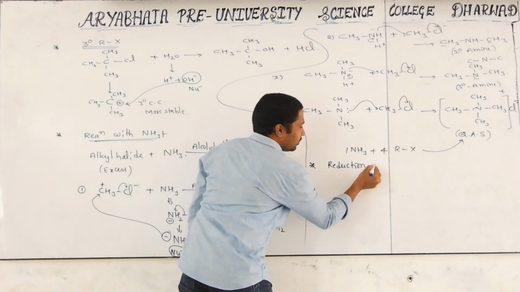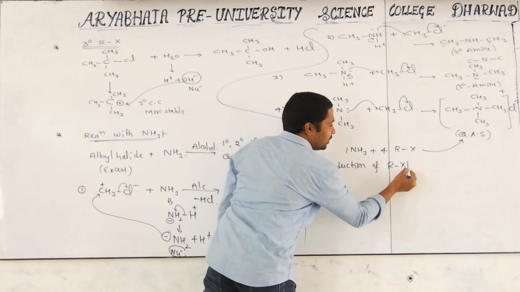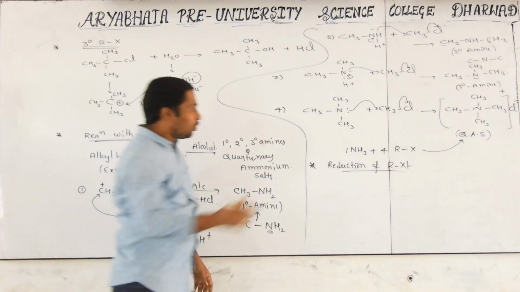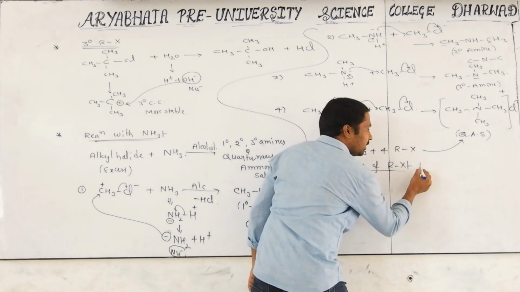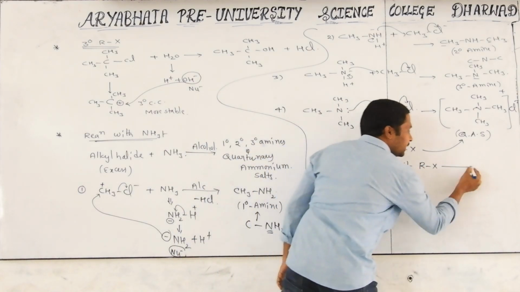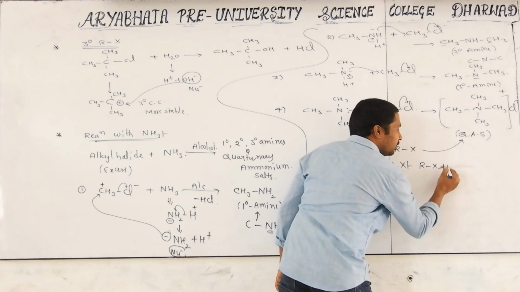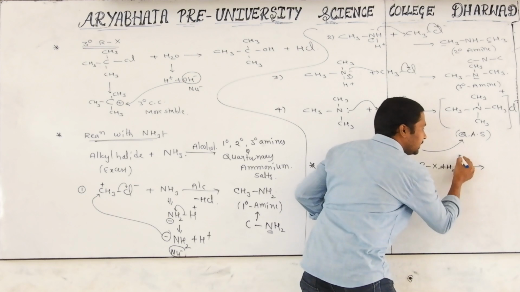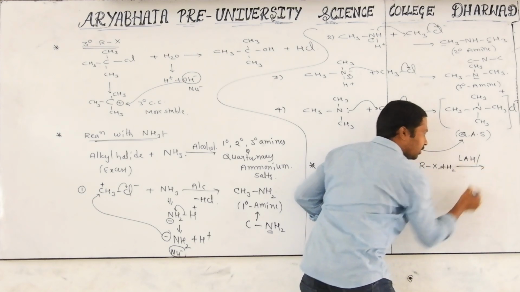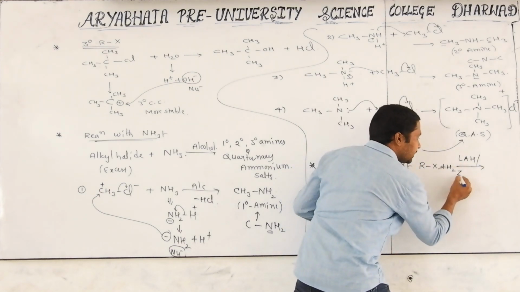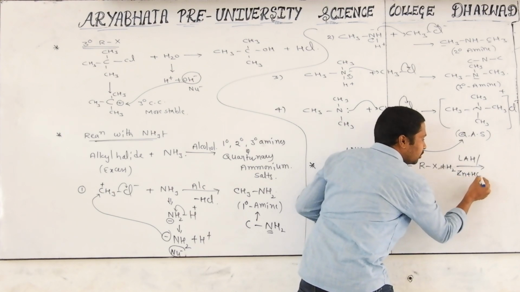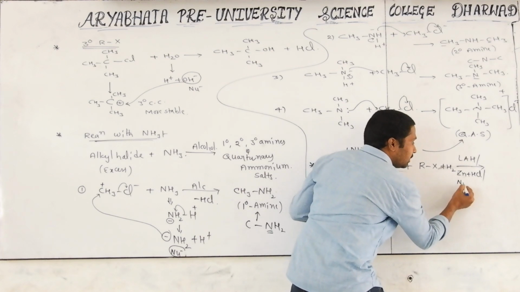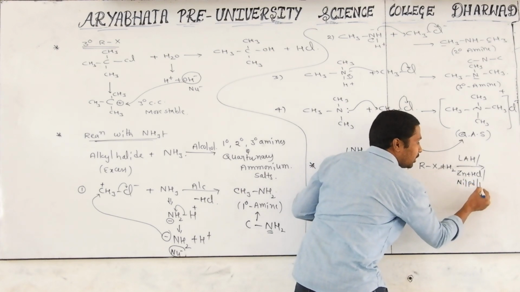Reduction of alkyl halides. What is the meaning of reduction? Adding of hydrogen. Alkyl halides will be reduced. Reduced means adding of hydrogen in the presence of reducing agents like lithium aluminum hydride, or you can take some other chemical, zinc and HCl combination, or a reduction catalyst, which is nickel or palladium or platinum.